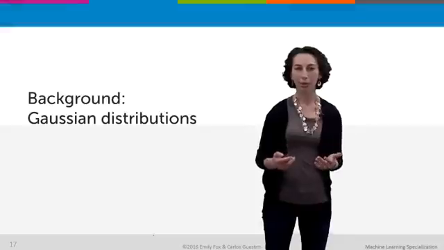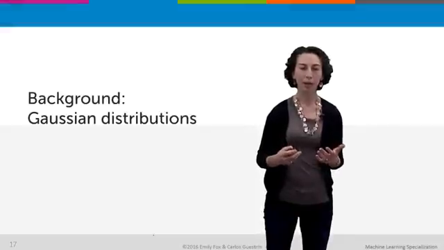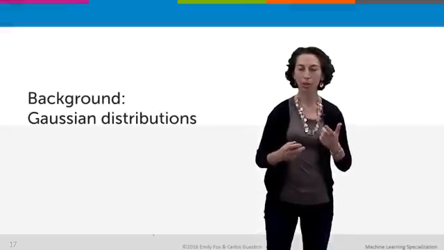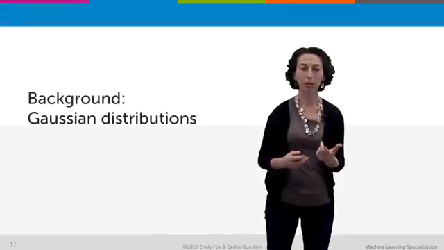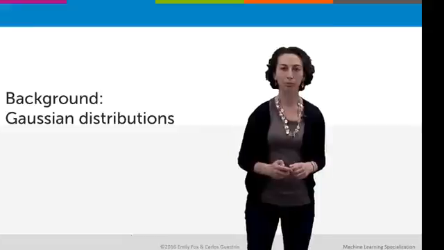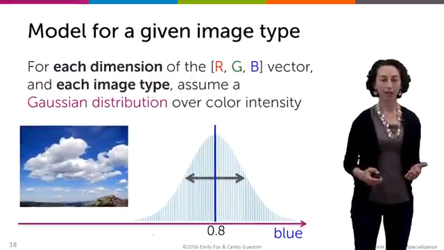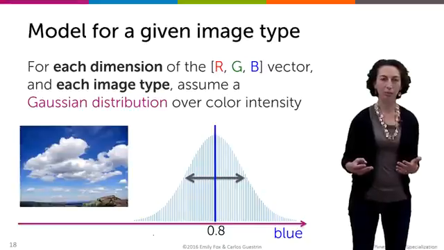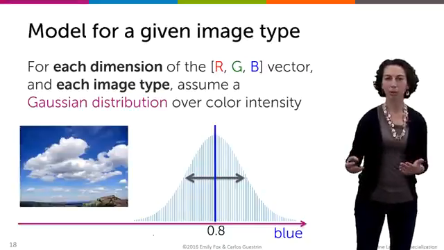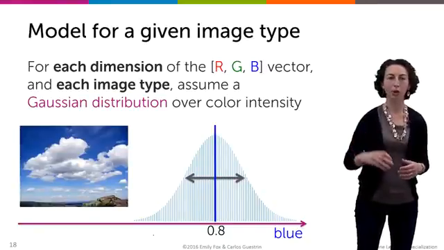But before we get to our mixture model, I want to provide some background on one of the components that's going to be a really key component to the model that we're going to describe. And this is something called a Gaussian distribution. So let's go back to this histogram over blue intensities just for the cloud images. And we said this histogram might look something like this bell-shaped curve.